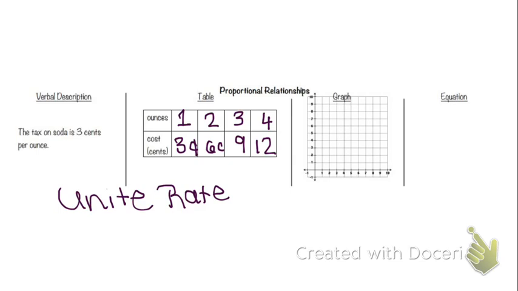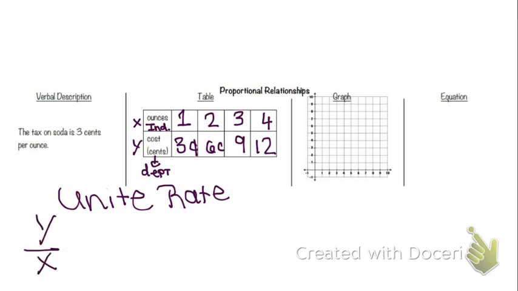And remember, by the way, this is X, our input, and this is our output, correct? Why is X our input? Because the cost, Y, is going to depend on the number of ounces. So the cost is dependent on the number of ounces, which is independent. And so this is why our independent variable is X, which is number of ounces, and our dependent variable is Y, which is cost.